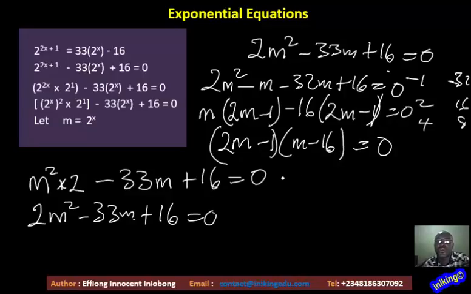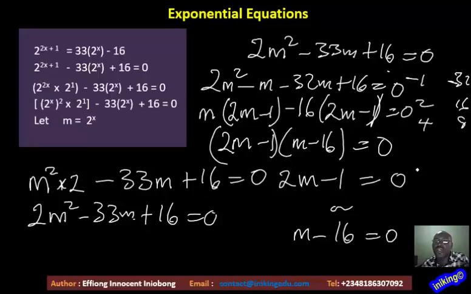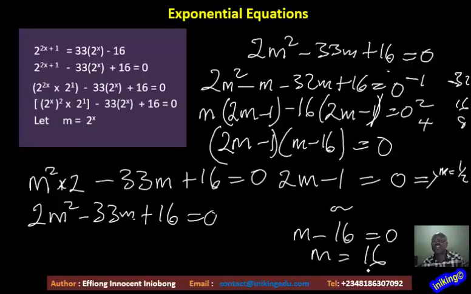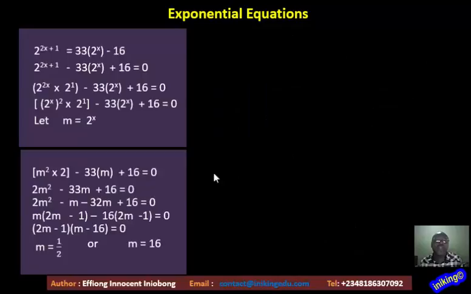Now solving this, we're going to obtain 2m minus 1 equal to 0 or m minus 16 equal to 0. If we solve this, we obtain m as 1 over 2, and here m equal to 16. Let's write this out in a neater form. Where we substitute our m there, we have 2m squared minus 33m plus 16. Solving the quadratic equation, we obtain m as 1 over 2, and m as 16.